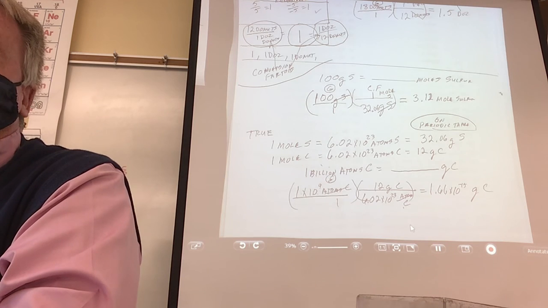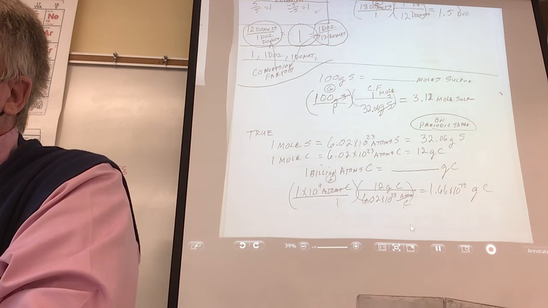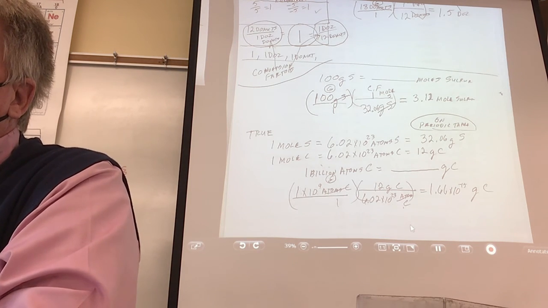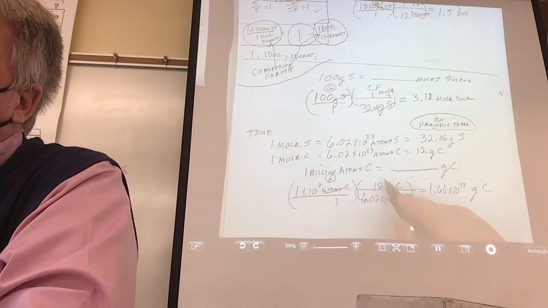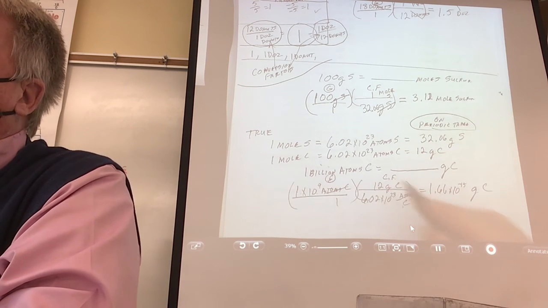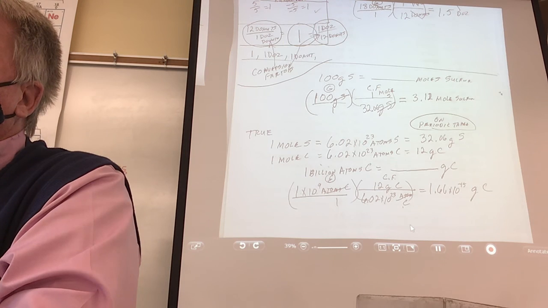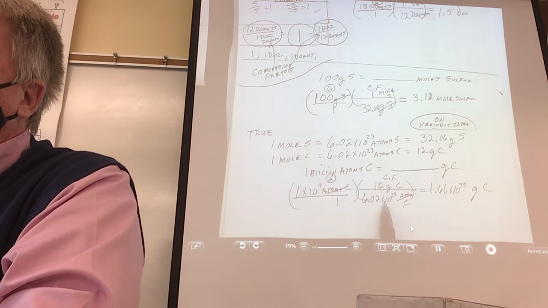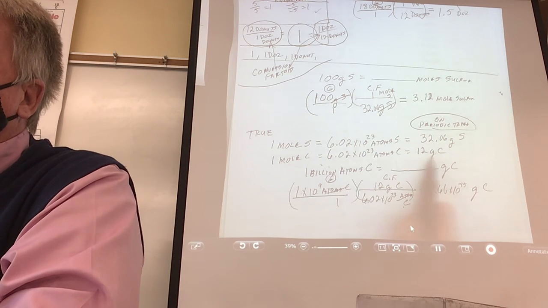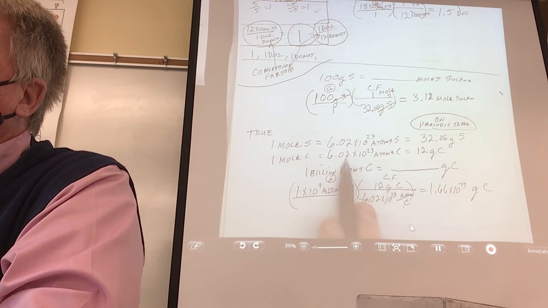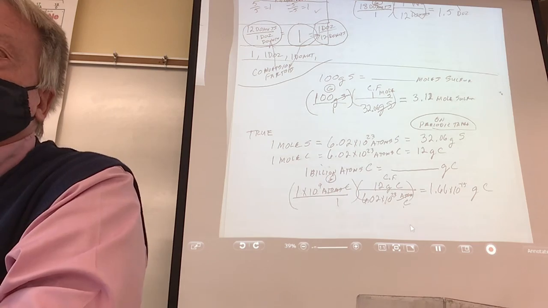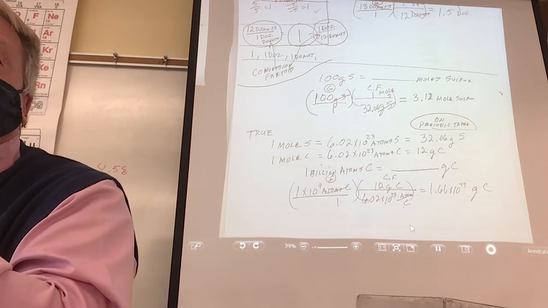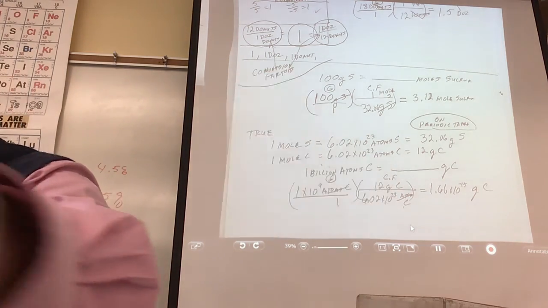Is everybody getting this answer? Where do you get the 12 and then the 6.02? Okay, how do I build a conversion factor? From equivalence. So 12 grams of carbon is the same as that many atoms. We're going to do this all again tomorrow, okay? All right, thank you very much.